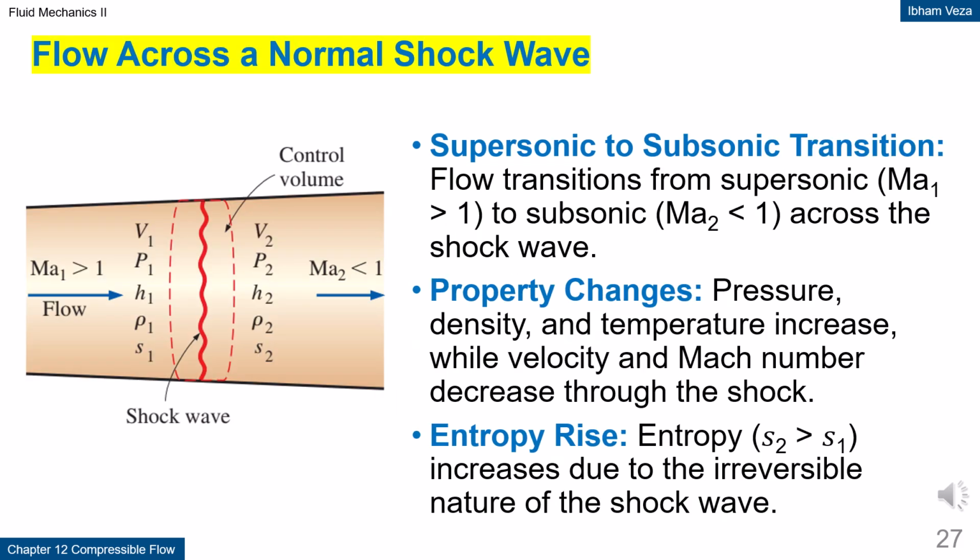Flow across a normal shock wave. A normal shock wave causes a supersonic flow to suddenly become subsonic. Pressure, density, and temperature increase discontinuously. In contrast, velocity and Mach number drop sharply. This process is irreversible and is always accompanied by an increase in entropy. This phenomenon is very important in the design of engine inlets and nozzles.